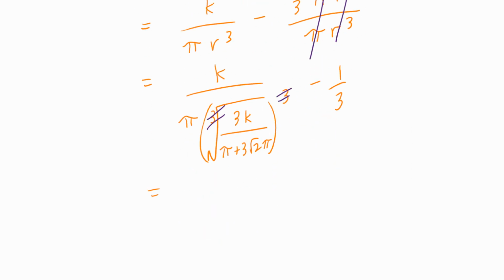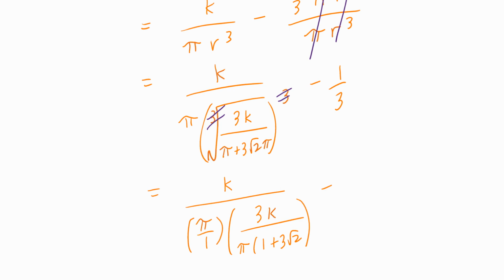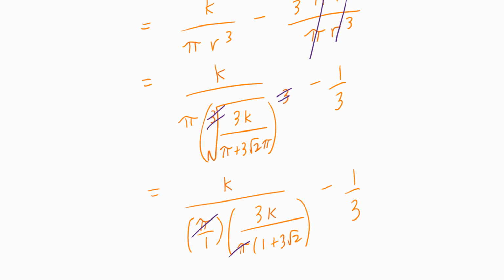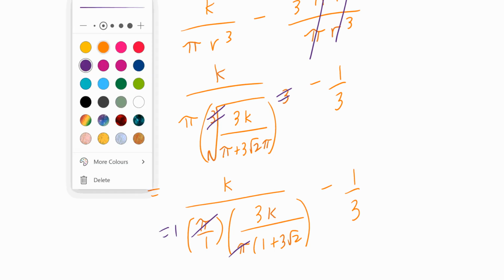This equals k divided by pi, which is the same as pi divided by 1, multiplied by 3k divided by, now notice I'm going to factor the common pi at the bottom here. The common pi at the front in brackets is going to be 1 plus 3 root 2, just like that, minus 1 over 3. A couple of things you can do. First of all, pi divided by pi you can cross out, that equals 1. Now, I'm also going to rewrite k as k divided by 1.